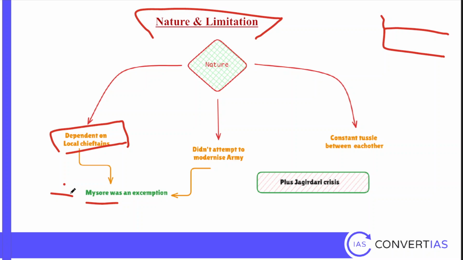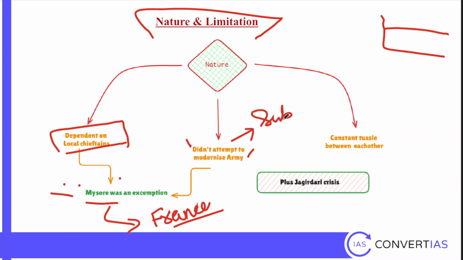So UPSC can ask a question in prelims giving a statement like this: all the states were dependent. But all the states were not. Mysore was an exception. They didn't accept the local chieftains. And these states did not attempt to modernize their army as well. There also Mysore is an exemption. Mysore tried to modernize their army on the model of France, but the others didn't. What they did is they naturally accepted the British sovereignty in the form of the subsidiary alliance.